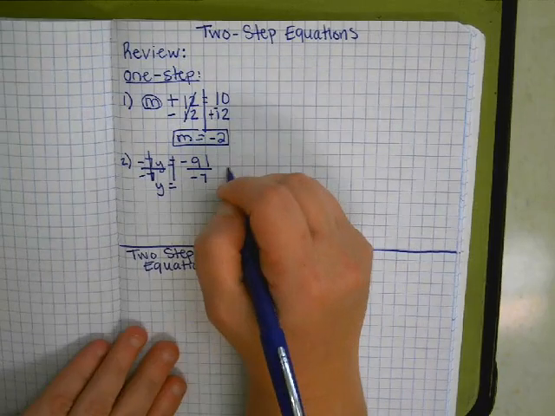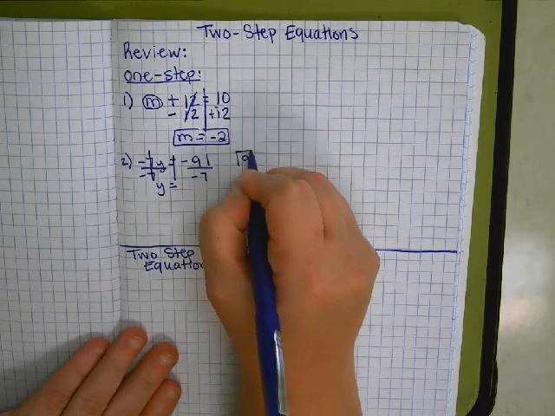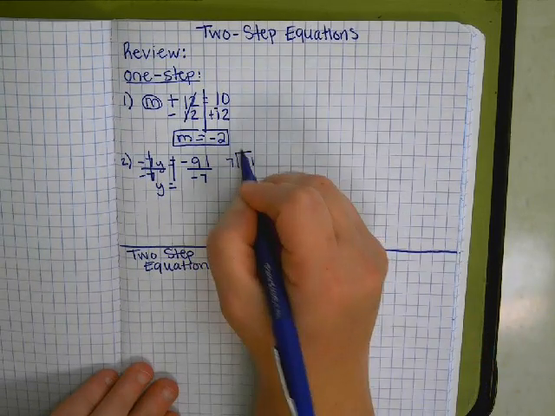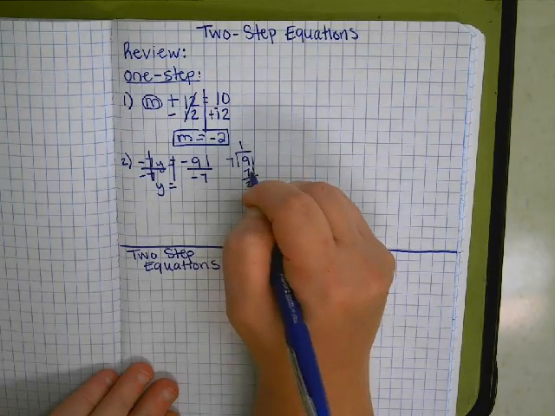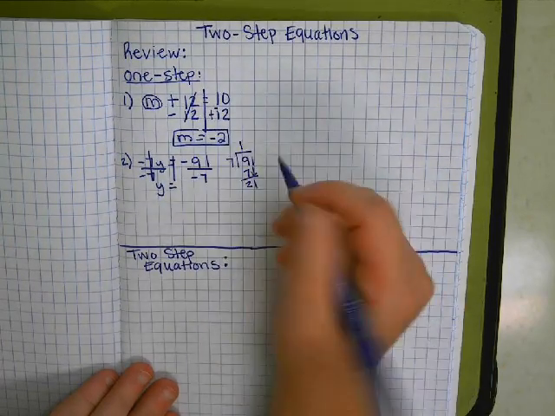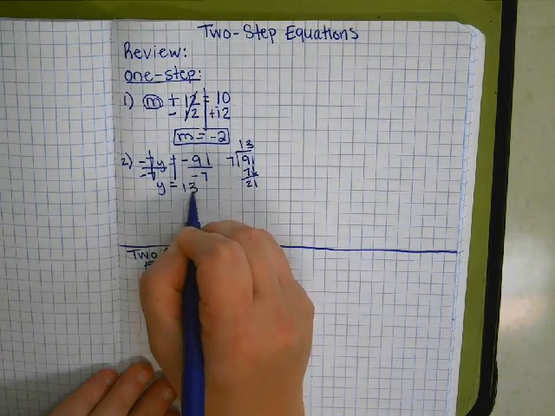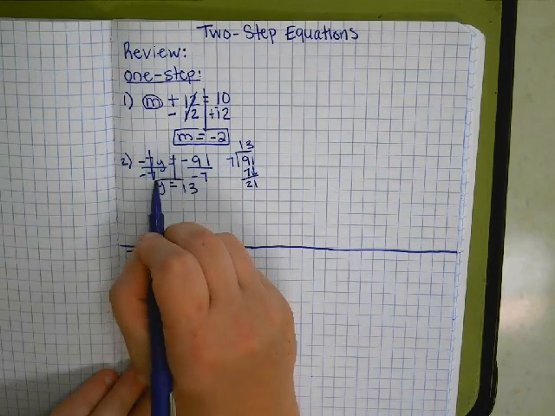Okay? So I'm going to come over here, and I'm going to do some division. 91 divided by 7. 7 can go into 9 one time, with 2 left over, and 7 can go into 21 3 times. So I get 13, and a negative divided by a negative is a positive 13.